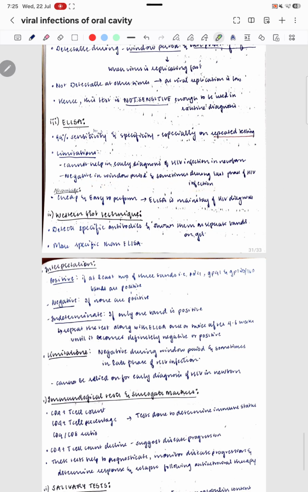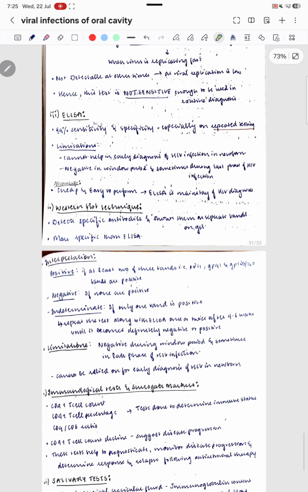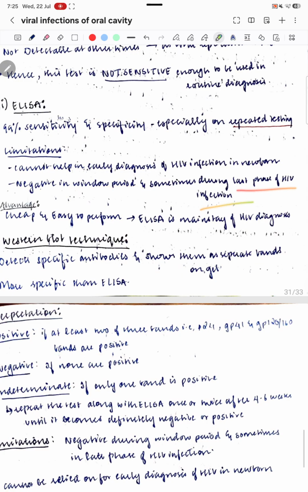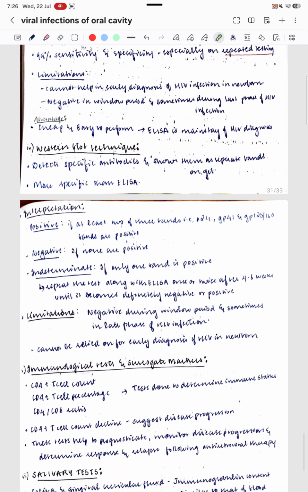Okay, in the last phase of infection it shows negative as well. I'm so sorry guys. So it shows negative in the window period as well as the last phase of the infection. Coming to the advantages, it is cheap and easy to perform. ELISA is a mainstay for HIV diagnosis.